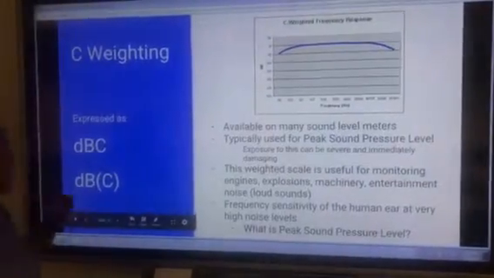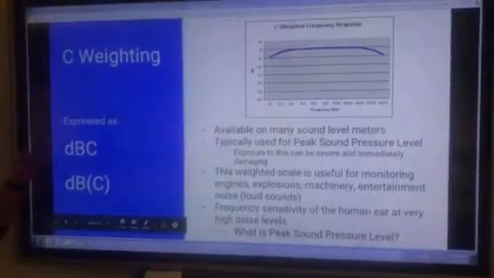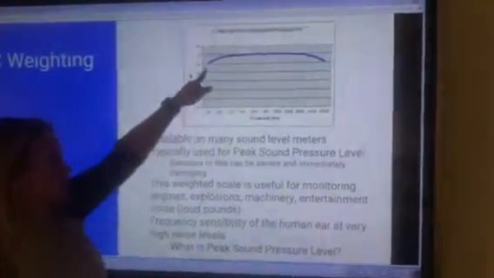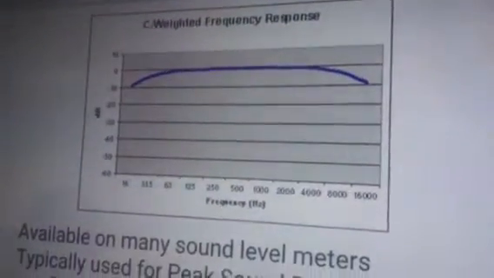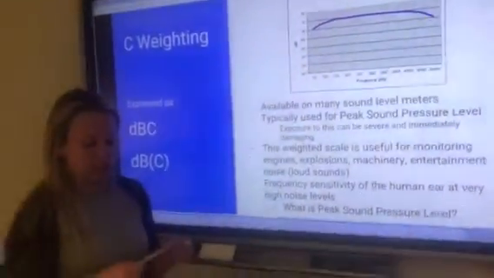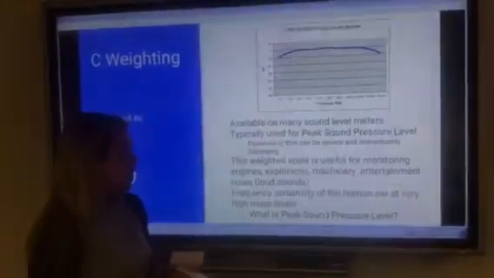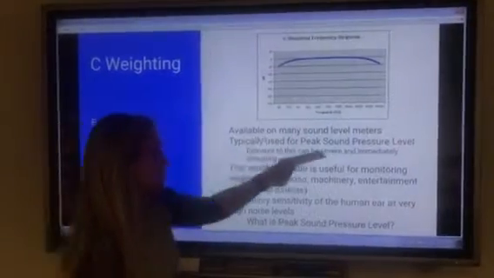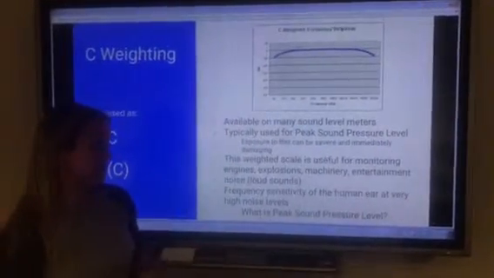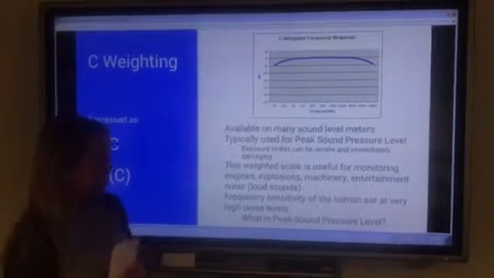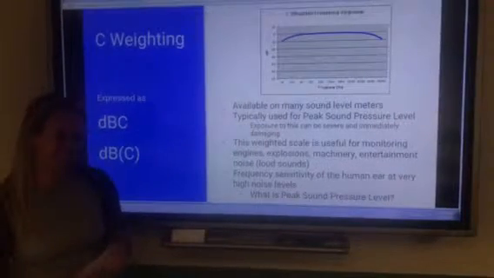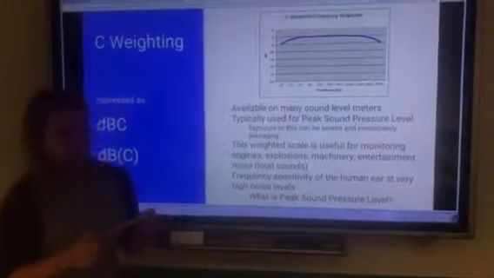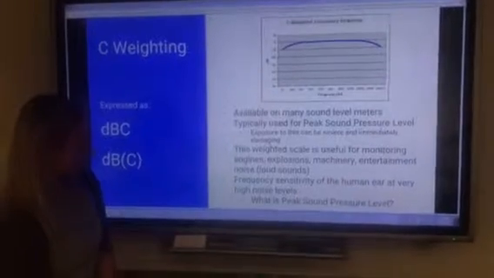C weighting is expressed as dBc. The graph will typically look like this, a straight line across. It's available on basically all the sound level meters. This one is typically used for loud sounds such as engines, machinery, and entertainment. It is also used for peak sound pressure level, and exposure to this can be very severe and immediately damaging. Does anybody know what peak sound pressure level is? This is the max sound pressure at a specific location.